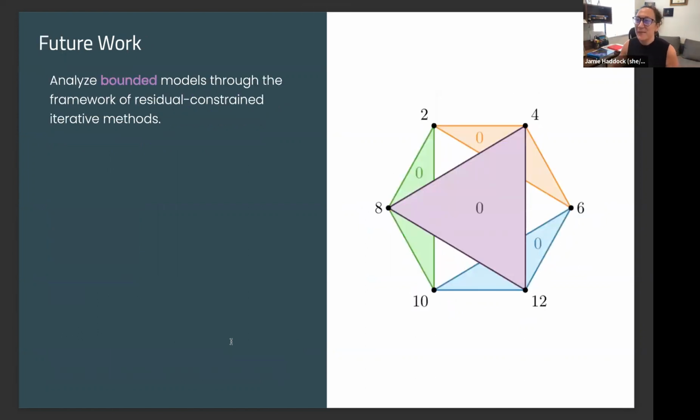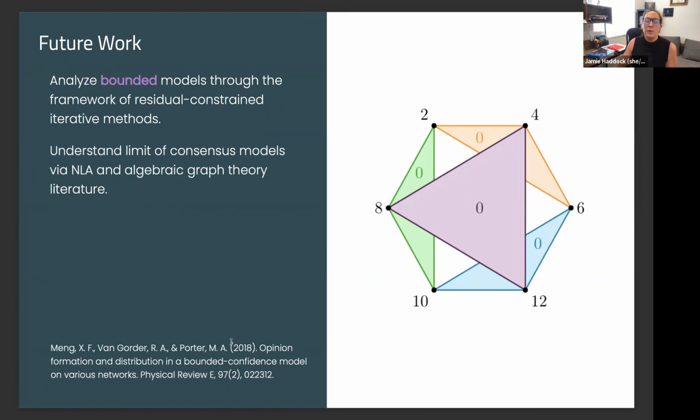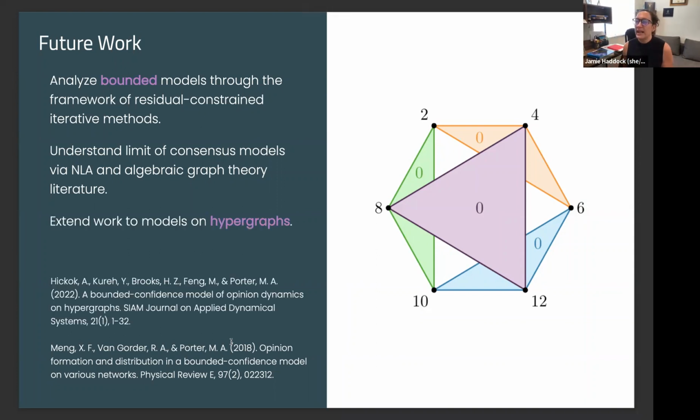Okay, so the future work that we're working on currently, because these slides were developed a little bit ago, is analyzing bounded models through the framework of residual constrained iterative methods. We want to understand the limits of consensus models by using numerical linear algebraic theory for iterative methods, right? Over there, there's a lot of understanding of when these methods work and when they fail. And I'm hoping that we can bring even those limitation results over to consensus models and consensus dynamics. And then eventually I'd like to extend all of this work to models on hypergraphs, as that seems to be a really growing body of literature in a lot of the consensus dynamics areas.